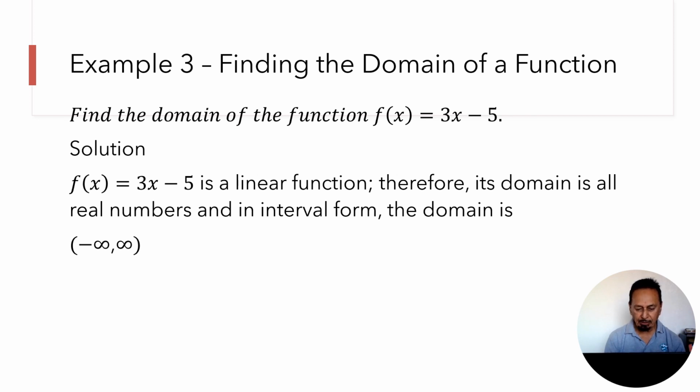Example 3. Find the domain of the function f of x equal to 3x minus 5. F of x equal to 3x minus 5 is a linear function. Therefore, its domain is all real numbers, and in interval form, the domain is minus infinity to infinity.